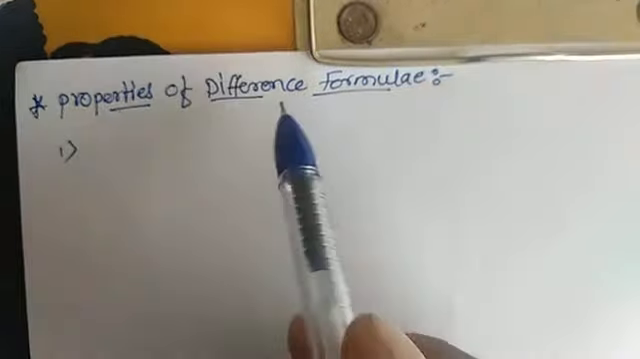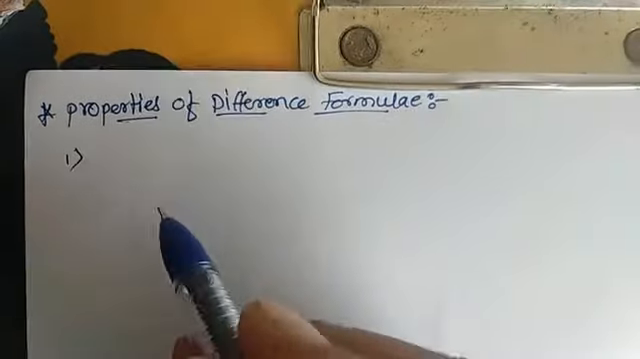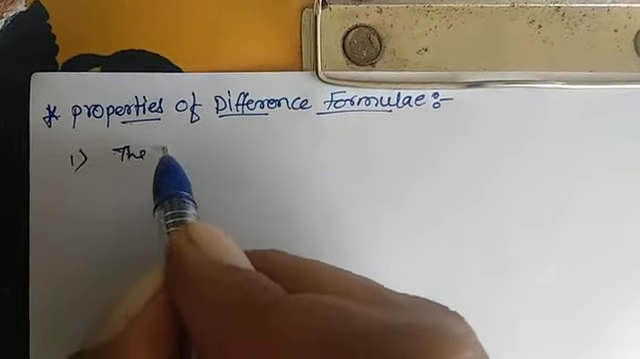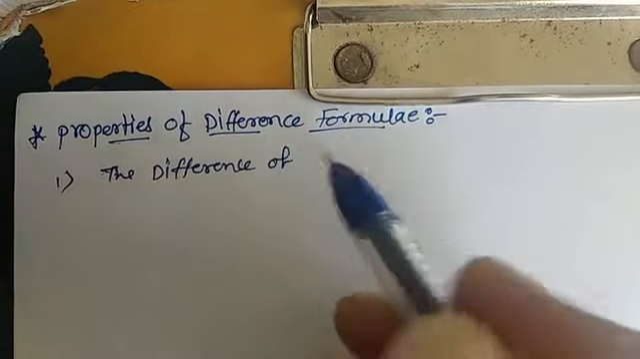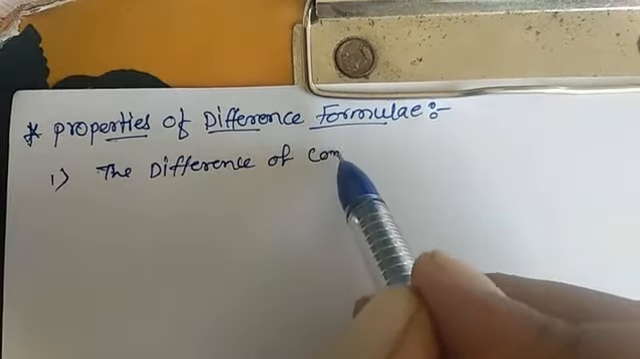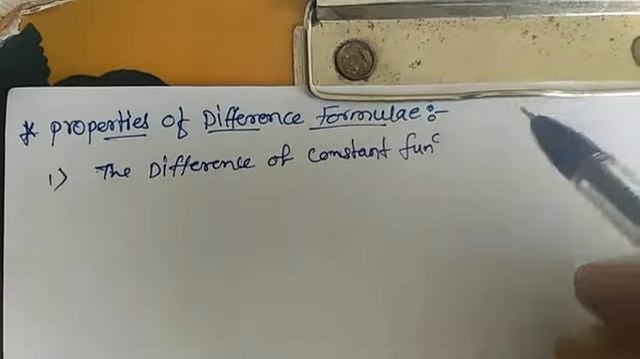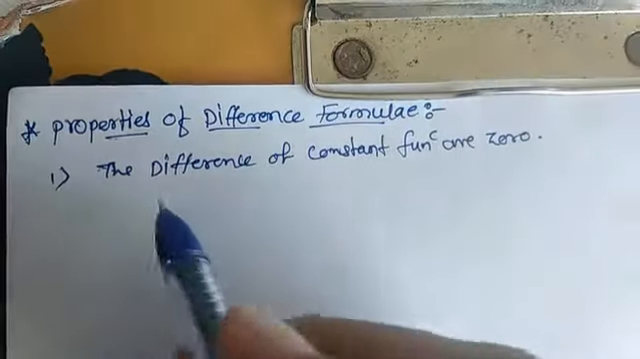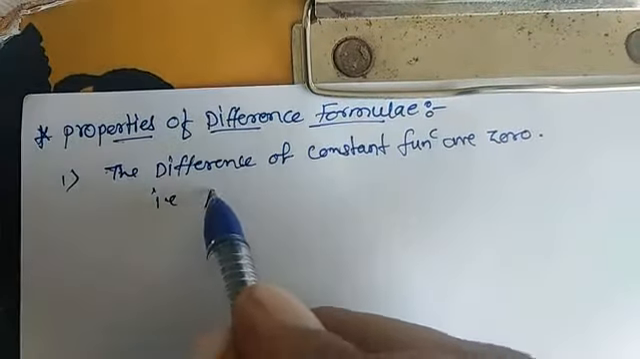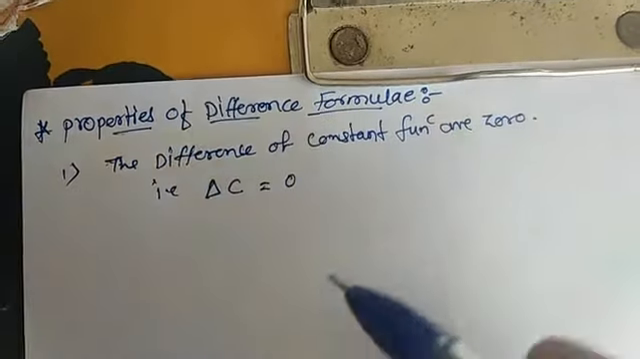Next point is properties of difference formula. In that, first, the difference of a constant function is 0. That is, Δ of c is always 0, where c is a constant.